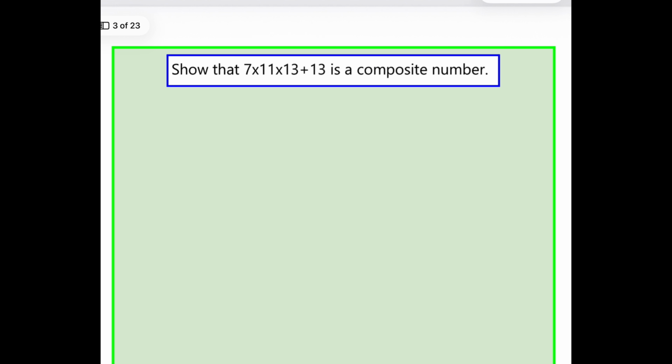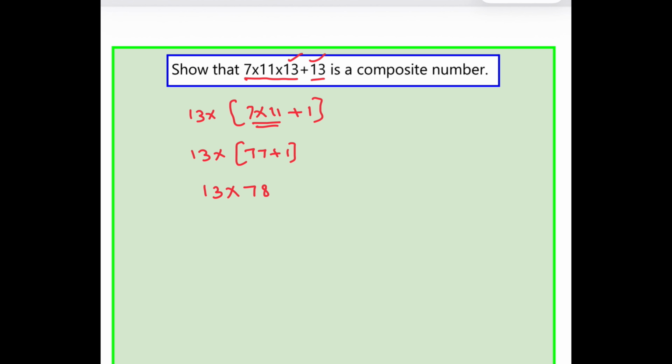Show that 7 into 11 into 13 plus 13 is a composite number. The first three numbers are one term, 13 is the other term. Taking 13 common, the remaining is 7 into 11 plus 1, and the other one is 13. Then 13 into (7 into 11 is 77, plus 1). Then 13 into (77 plus 1), that is 78.